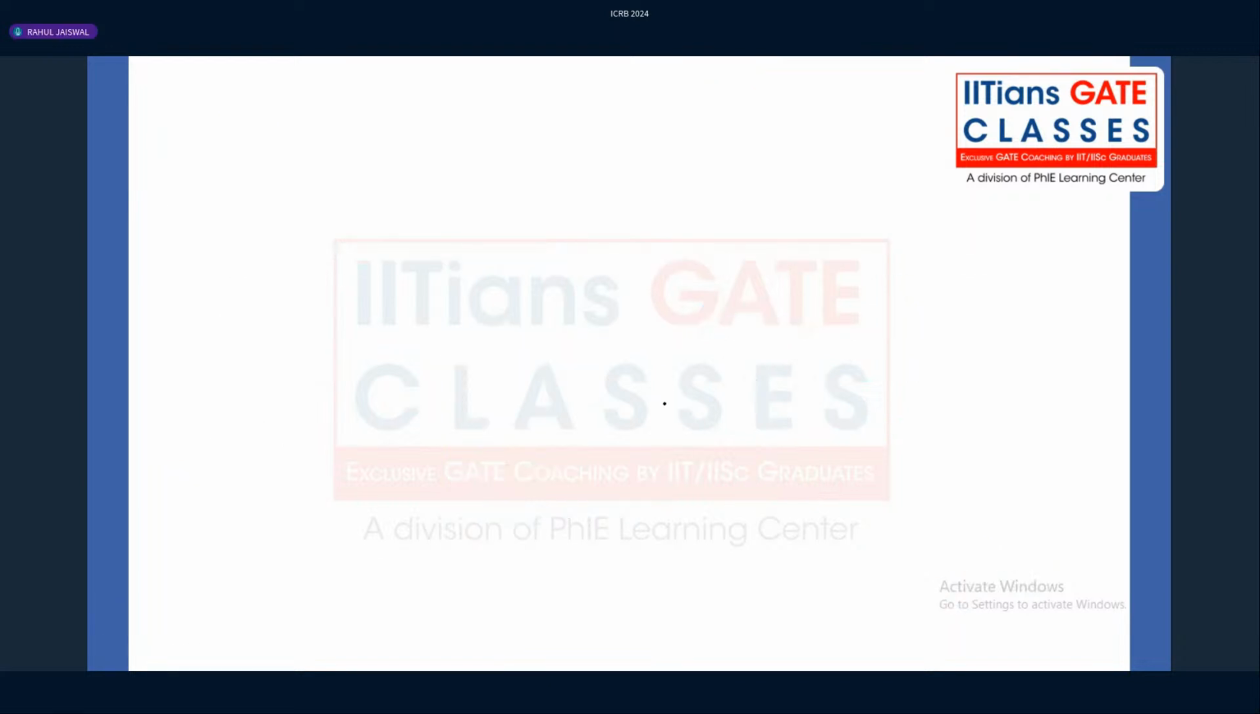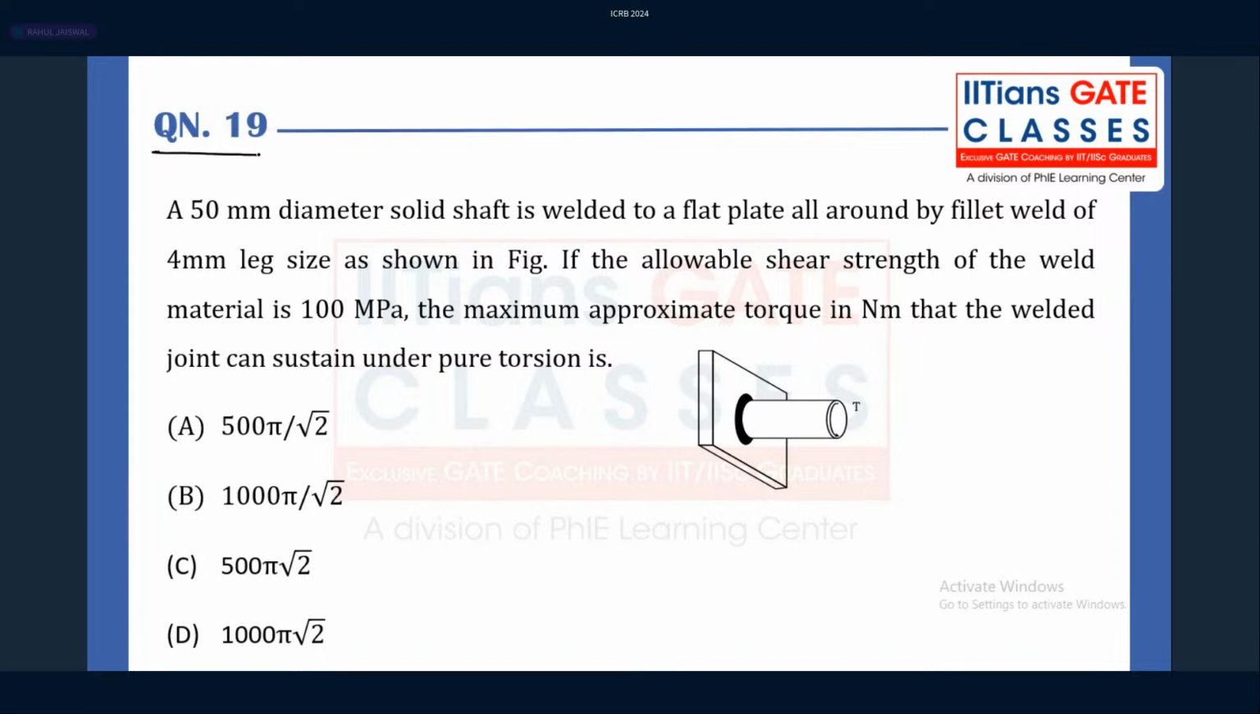Now, moving back to the next question, guys. Here, what we have: a 50 mm diameter solid shaft is welded to the flat plate all around by the fillet weld of 4 mm leg size as shown in the figure. What is the leg size? They have given the leg size, which is nothing but the leg of the welds. Leg size I am denoting with T, which is nothing but 4 mm.